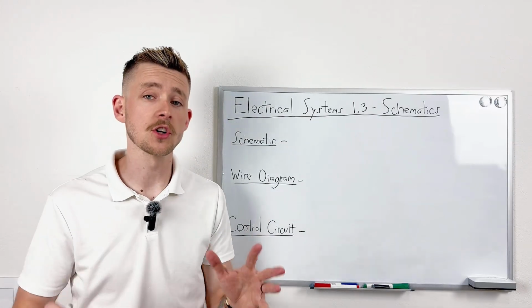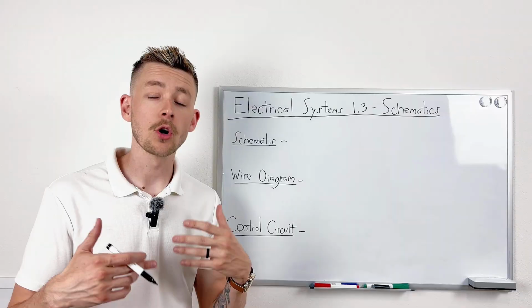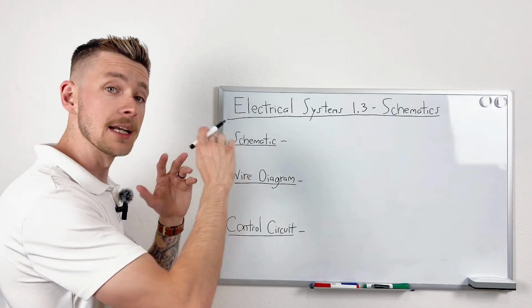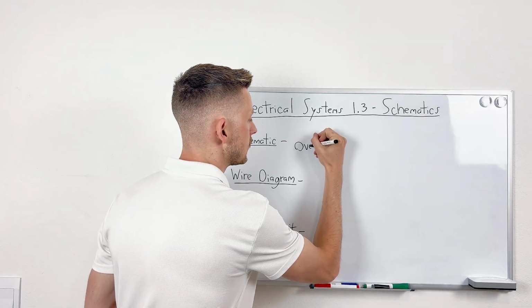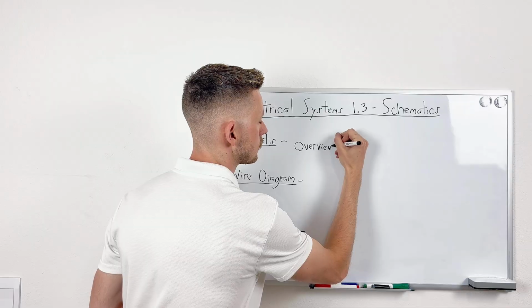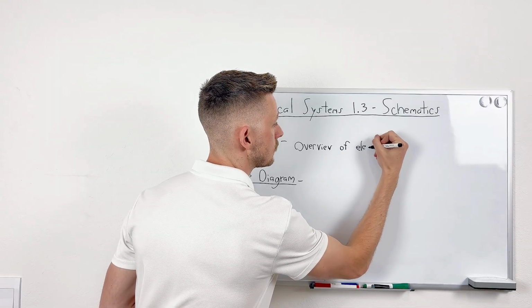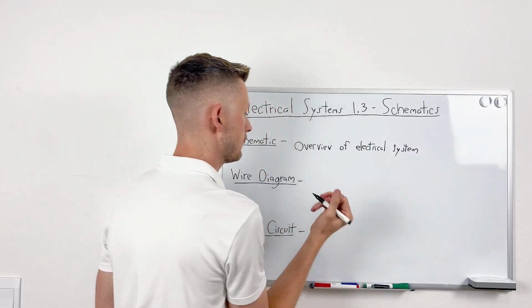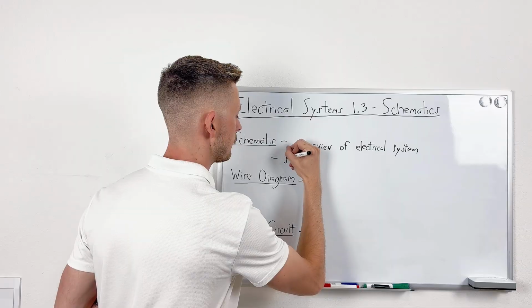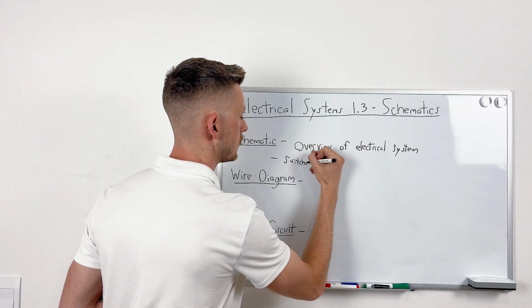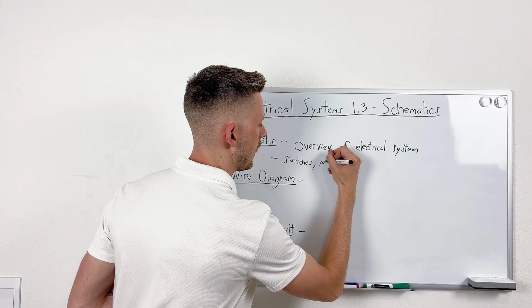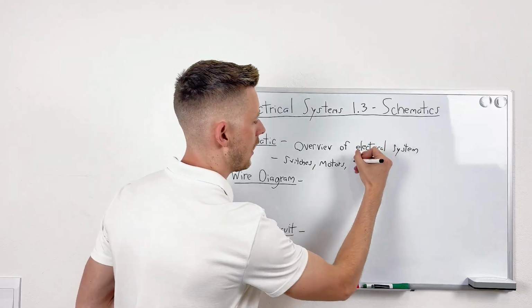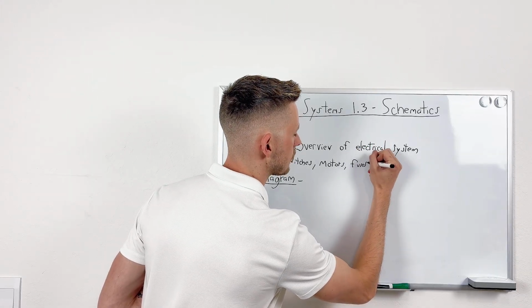Whereas a control circuit is going to be the logic or control of a specific system, device, or process. So again, a schematic is going to be the overview of the electrical system, right? And this is going to include things like switches and motors and fuses, things of that nature.